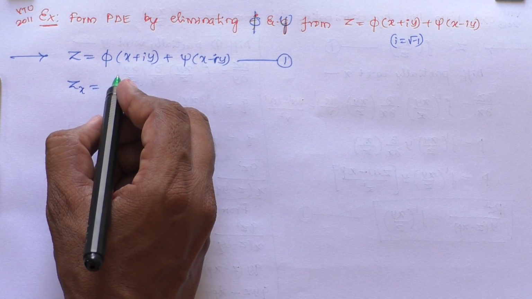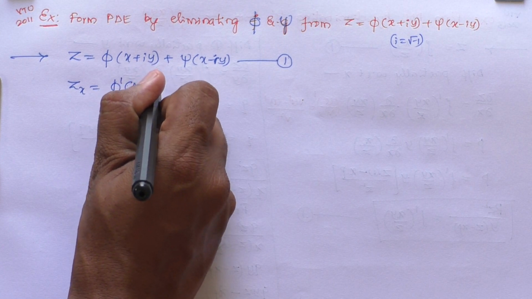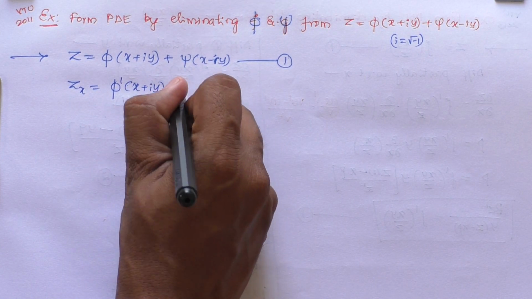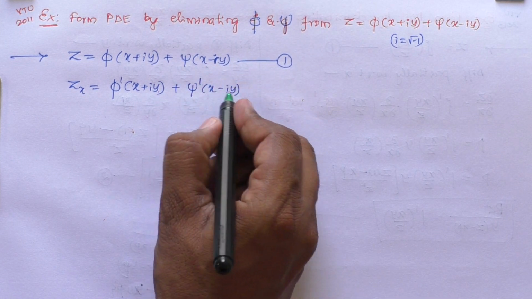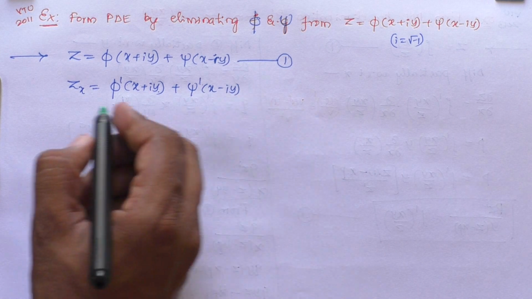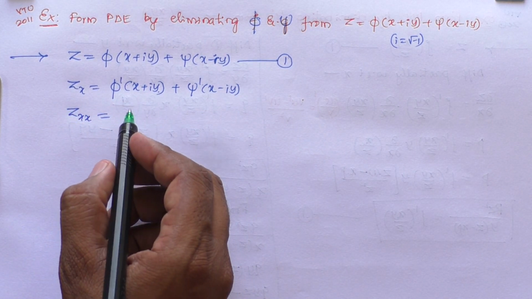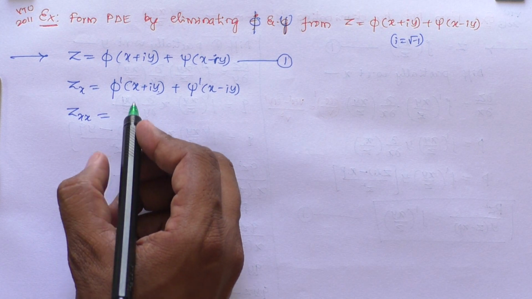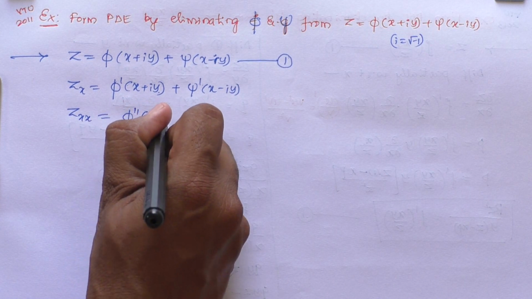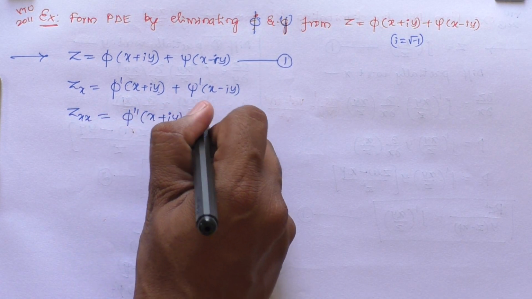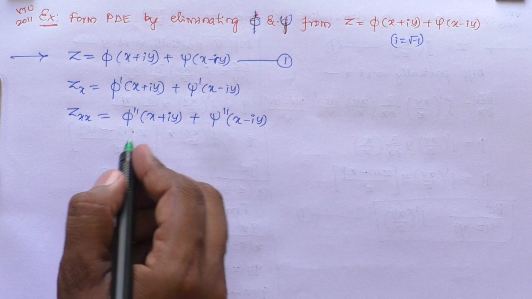Now differentiate with respect to x. So zx is phi dash (x plus iy) with respect to (x plus iy) times 1, plus psi dash (x minus iy) with respect to (x minus iy) times 1. Now zxx: differentiate with respect to x another time. So phi dash differentiates to phi double dash (x plus iy), plus psi dash differentiates to psi double dash (x minus iy). So this is zxx.